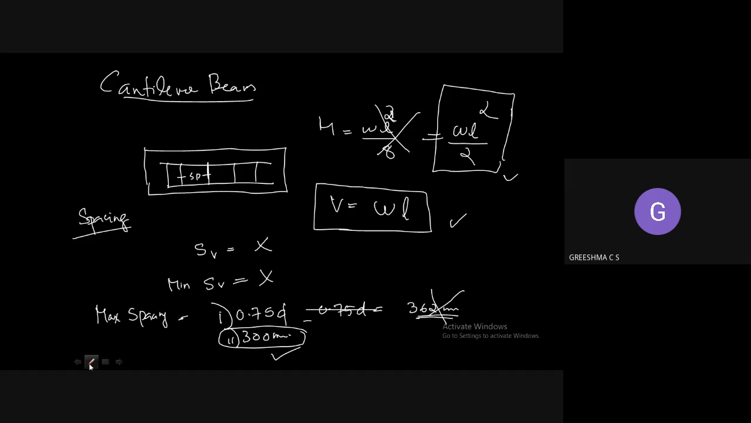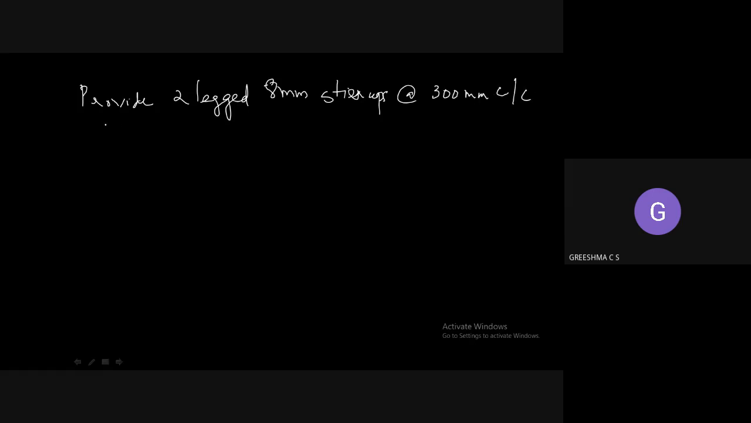So we have come to a conclusion that we are going to provide 2 legs, 8 mm stirrups at 300 mm center to center throughout the beam.